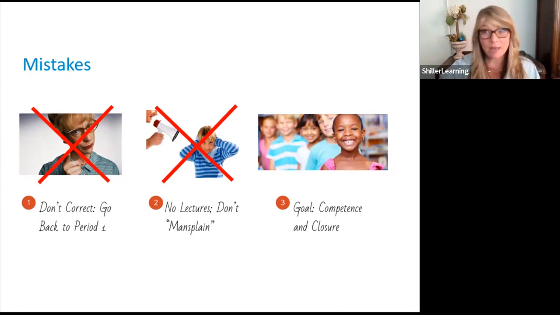And what ends up happening is it immediately causes their stress hormones to rise, which interferes with their cognitive processing and ability to store that information.